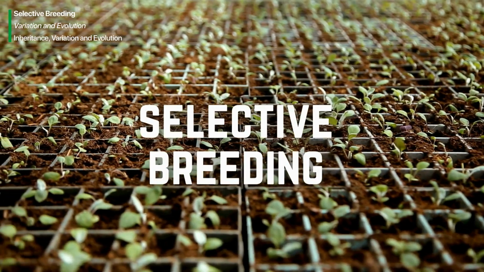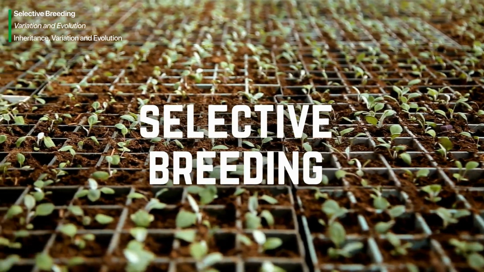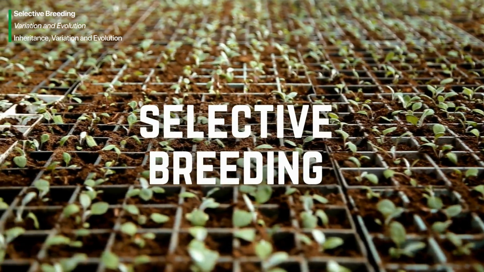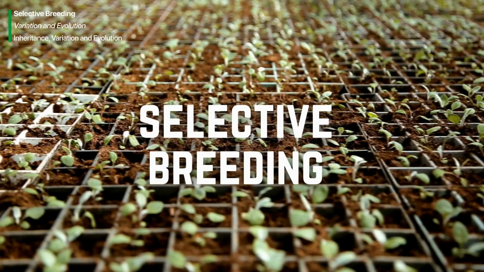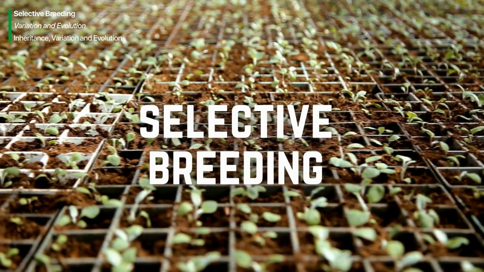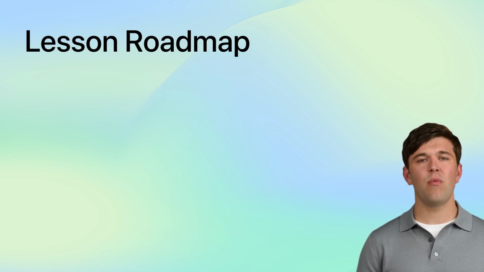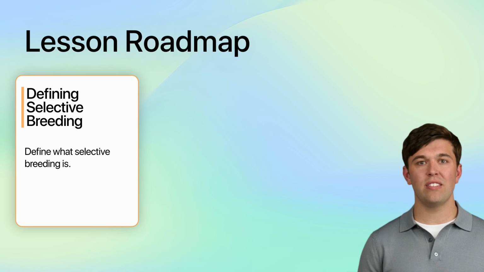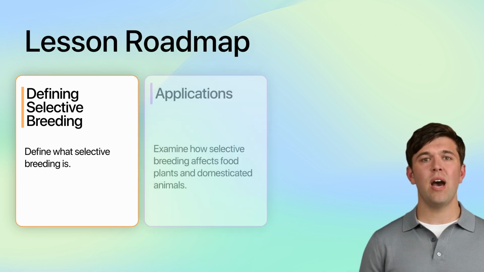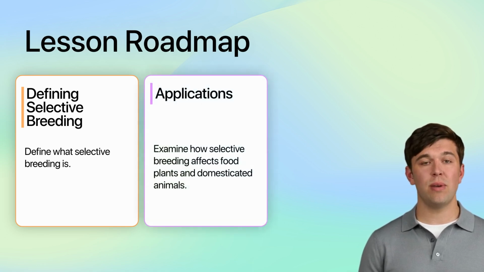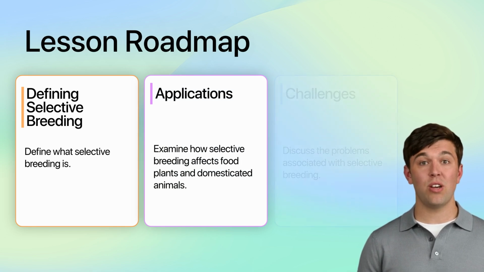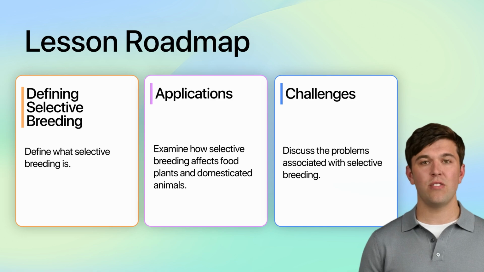Welcome to today's lesson on selective breeding, where we will uncover the processes and impacts of selectively breeding both food plants and domesticated animals. In today's lesson, we will first define what selective breeding is. Then, we will examine how selective breeding affects food plants and domesticated animals. We will also discuss the problems associated with selective breeding.